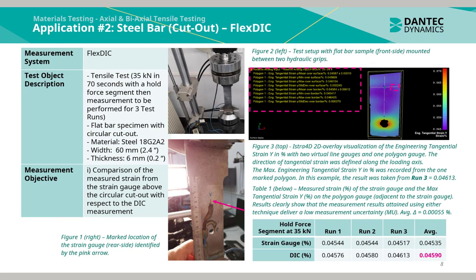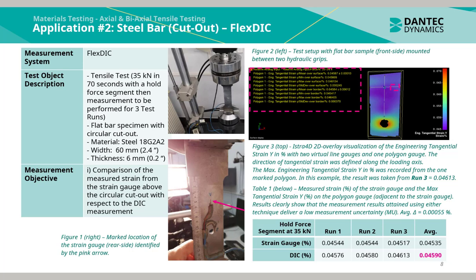Application 2 was a tension test performed of a steel bar with a circular cutout measured using the Flex DIC system. The flat bar specimen had a width of approximately 60 mm and thickness of 6 mm. The material was steel 18 G2A2. The measurement objective was to compare the measured strain from the strain gauge above the circular cutout with respect to the DIC measurement.